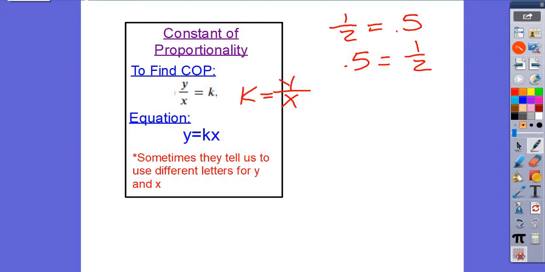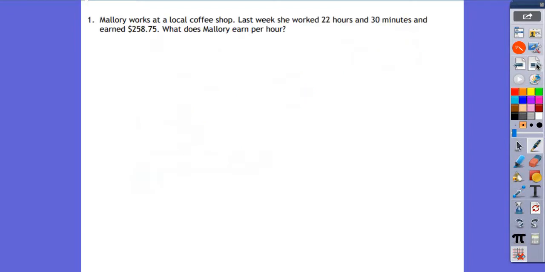So y over x is used to find constant of proportionality, and y equals kx is the equation we use. So we're using part of that information to solve these problems. So number 1 says, Mallory works at a local coffee shop. Last week she worked 22 hours and 30 minutes and earned $258.75. What does Mallory earn per hour?